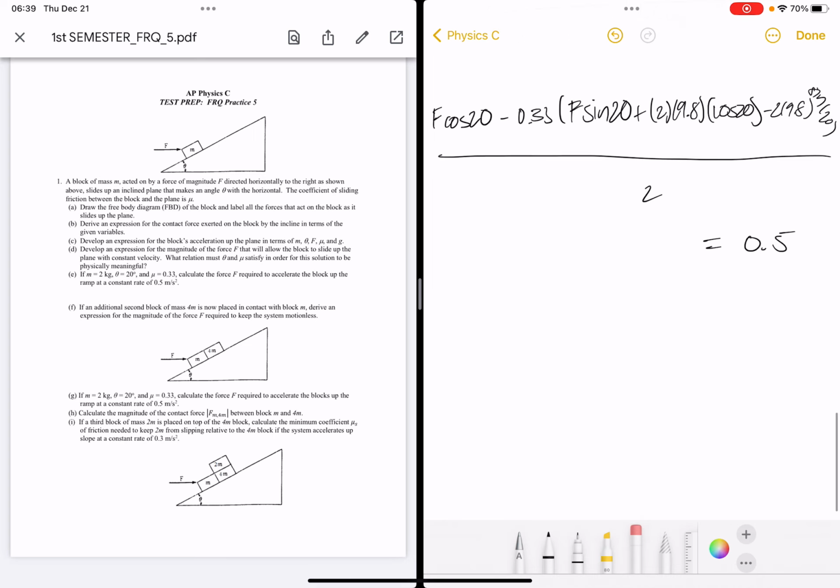I'm running out of space. So let's simplify everything even further. So now it's 0.94. Oh, my bad, that's my alarm.